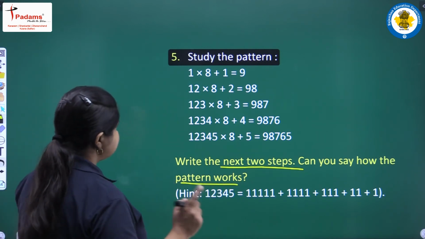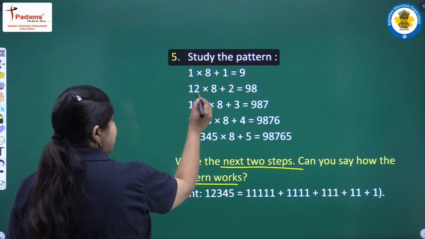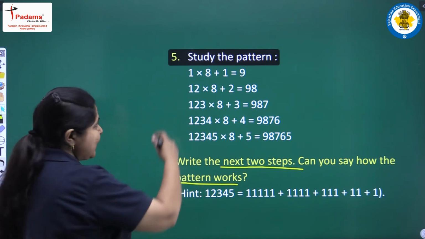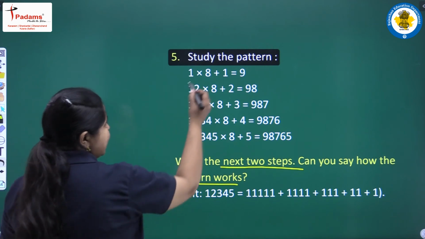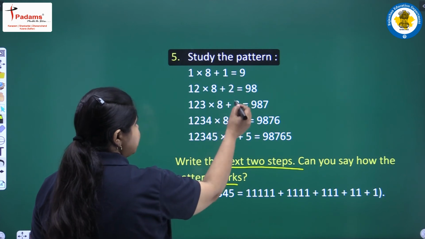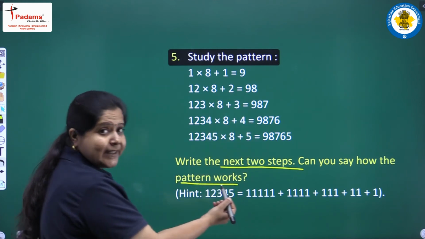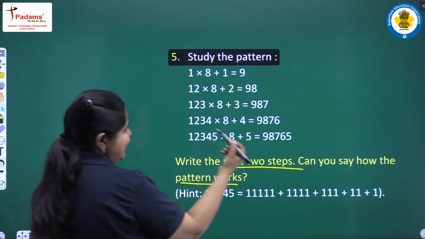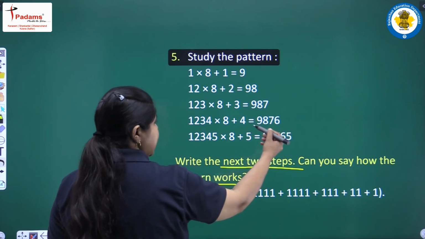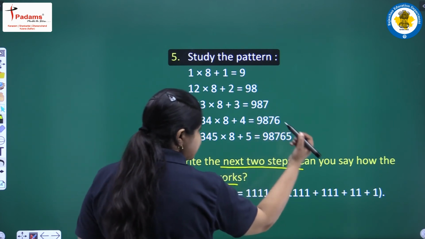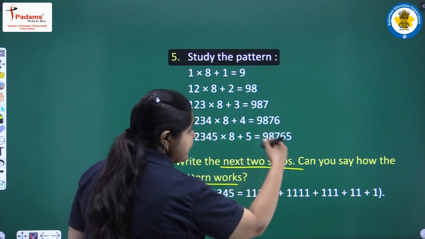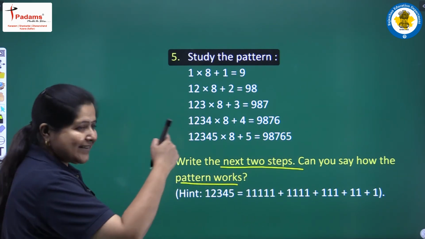What pattern are we seeing here is, first we have this number 1, then 1 2, then 1 2 3, then 1 2 3 4, then 1 2 3 4 5. So every time a number is being increased, then we have this 8 as the common number. Here also 1, then 2, then 3, then 4, then 5, and what should be the next number then? 6. Here also we are having first 9, then 98, then 987, then 9876, then 98765, and what should be the next number now? 987654. Are you getting the pattern here?